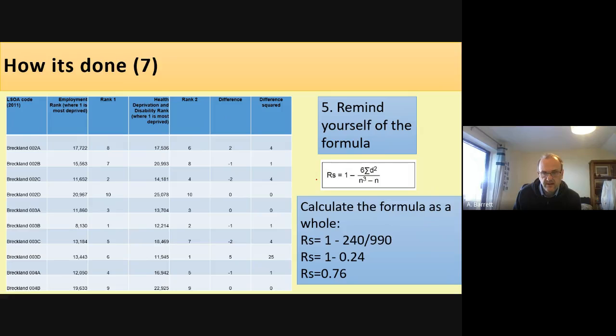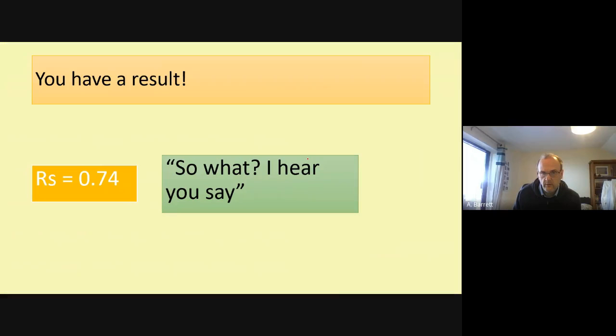Right, then on to the next stage. Okay, still keeping the formula there. Calculate the formula as a whole. So 1 minus 6 sigma d squared, which is 240, divided by 990. Keep the 1 minus in there, so it's 0.24. Okay, and then your result then is 0.76. Woohoo! You've got a result.